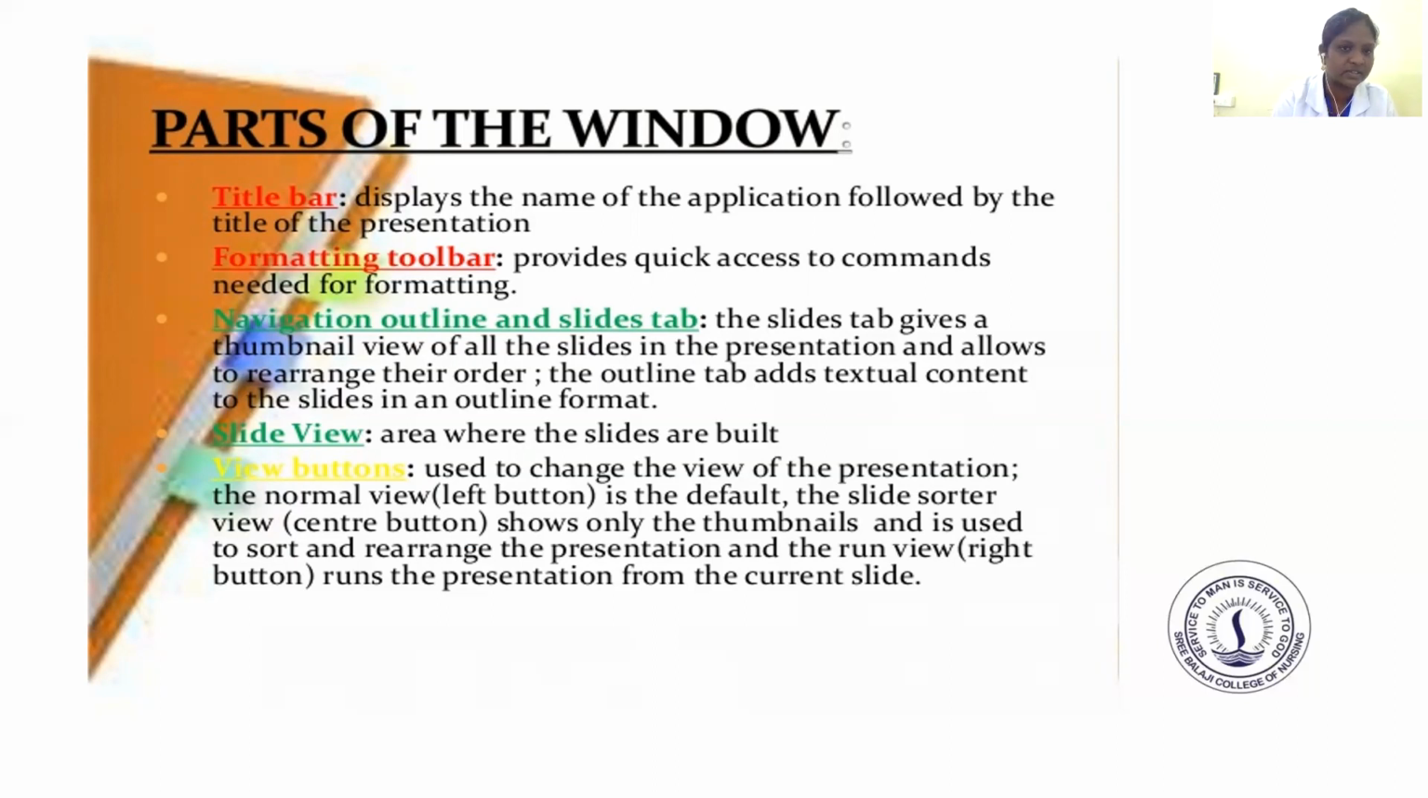So, the parts of the window are the title bar and formatting toolbar, the navigation and slide view, and the view buttons. The title bar displays the name of the application, and the formatting toolbar provides tools for formatting. The outline tab adds textual content to the slide in an outline format. Slide view is the area where the slides are built, and the view buttons change the view: the left button, center button, and the right button runs the presentation from the current slide.